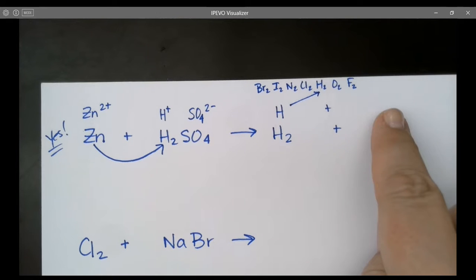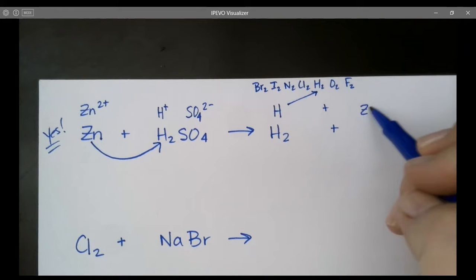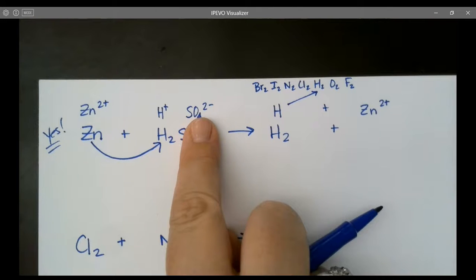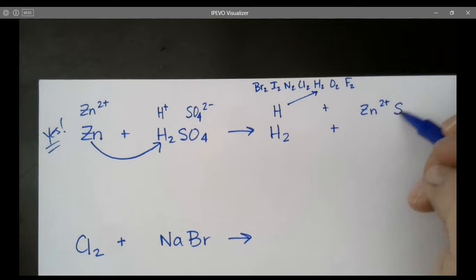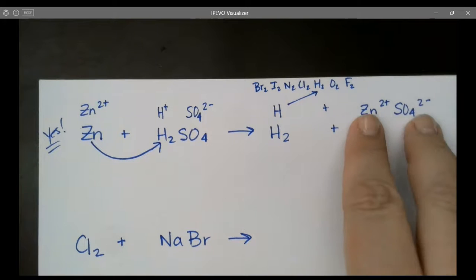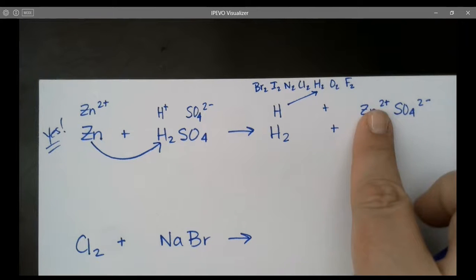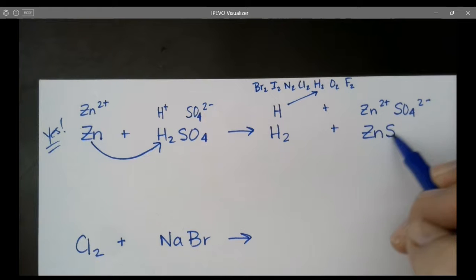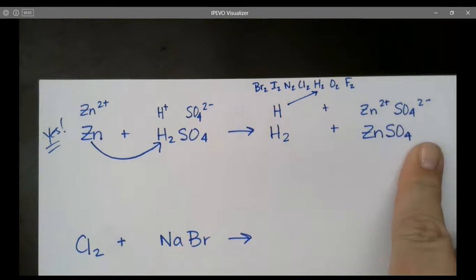Okay, now I'm going to make my new compound that has zinc in it. So zinc, we said, was a +2. Okay? And then write the charges for the other part of the compound, SO4. It is a 2-. And now I'm going to put these together based on their charges. So I've got a +2 and a -2, so that means I can just put them together as ZnSO4. Okay. And those are my products.